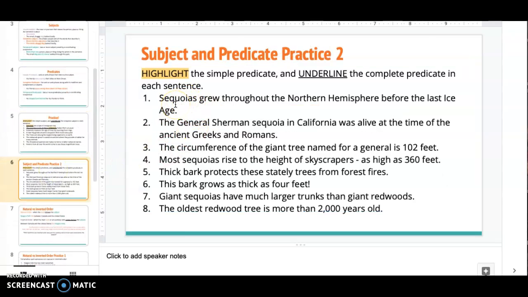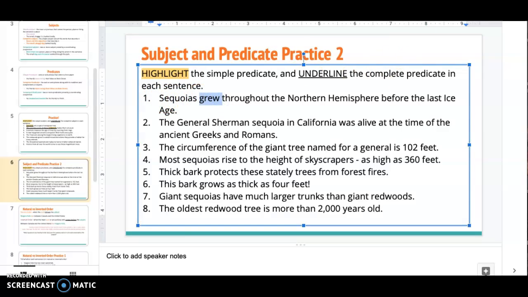Predicates. Here we go. Same thing, highlight simple, underline complete. Sequoias grew throughout the northern hemisphere before the last ice age. Okay, so sequoias, what did they do? They grew. That's our simple predicate. How, when, where, why did they grow? They grew throughout the northern hemisphere before the last ice age. That is the complete predicate, right? It includes the simple and the rest of its modifiers.